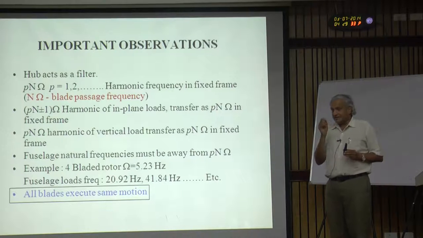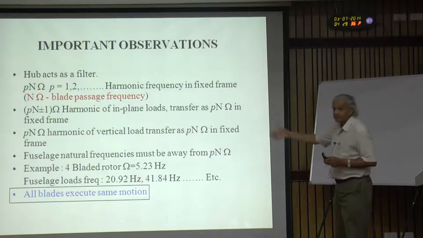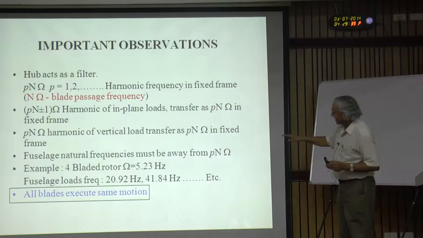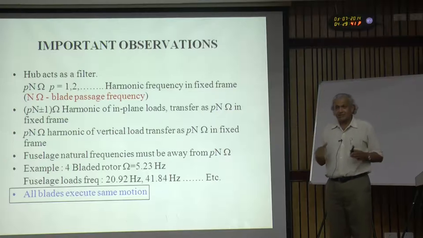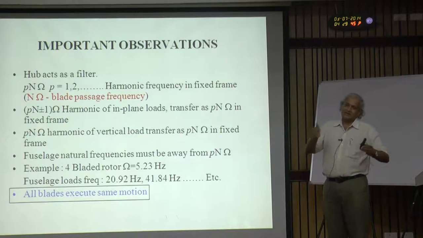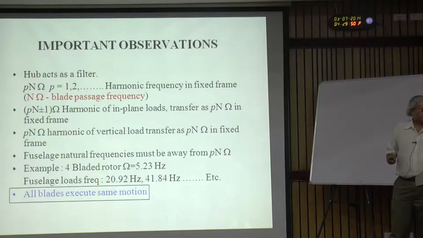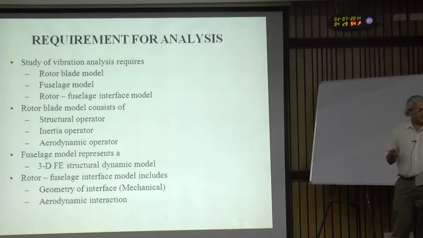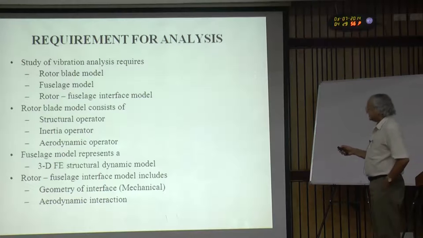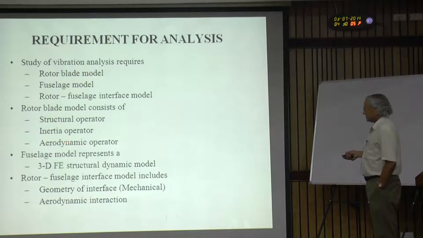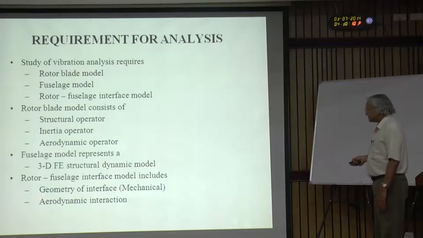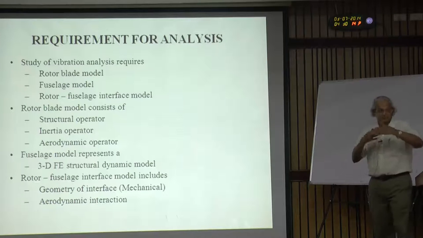So when they are not identical, you will start having all the frequencies. If they are identical, you filter out some frequencies. If they are not identical, you will start having other frequencies coming in. That's why helicopters always vibrate. And of course, this is a requirement for analysis. I said you have a rotor blade model, fuselage model, and fuselage interface. The rotor blade model consists of structure, inertia, aerodynamics. For the fuselage, you need a 3D full structural model. Then the interface, geometric and aerodynamic, all of them.